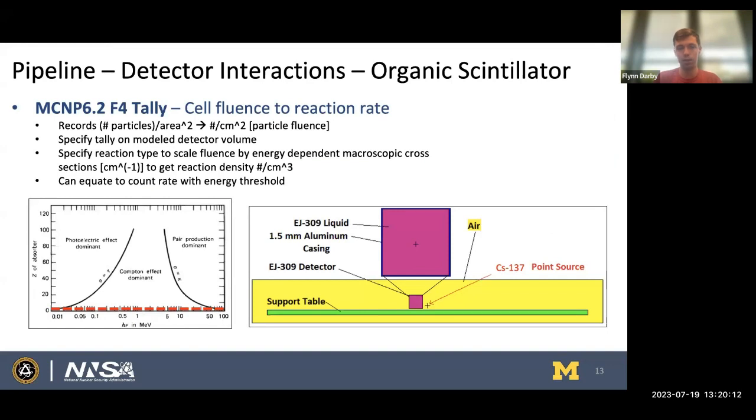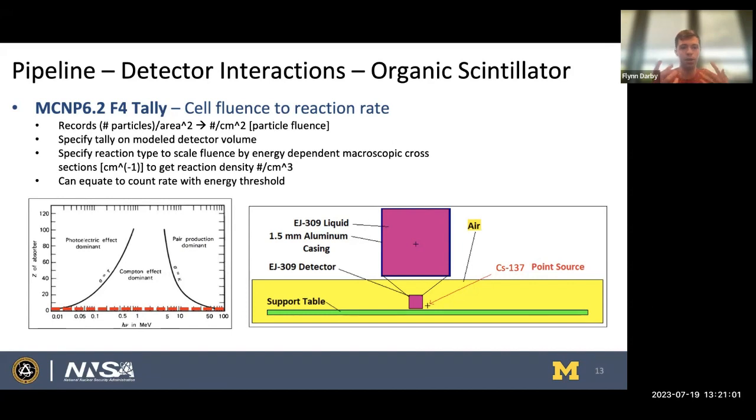For MCNP 6.2, the F4 tally is cell fluence, which can be scaled to a reaction rate. It records the number of particles per unit area, averaged over the cell volume, and it's a specific tally on the modeled detector volume. In this case, we're looking at an EJ309 liquid. You could take this volume and specify an F4 tally on it in MCNP 6.2. If you specify the correct reaction type, you can scale the fluence by an energy-dependent macroscopic cross-section. That's the key part there, and it's built into these tallies. So you are simulating using the macroscopic and microscopic cross-sections, which are energy-dependent.